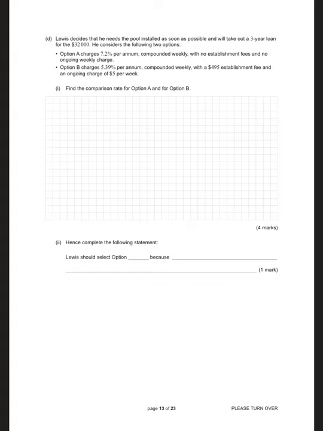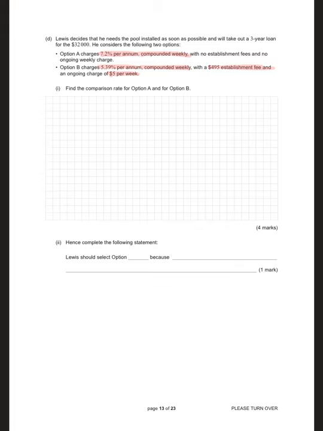Lewis decides that he needs a pool installed as soon as possible. He's desperate. He wants to take out a 3-year loan for 32 grand. He's got 2 options. Option A charges 7.2% per annum, compounding weekly, no fees and charges. Option B, compounding weekly, establishment fee and ongoing charge of $5. Find the comparison rate for option A and option B.